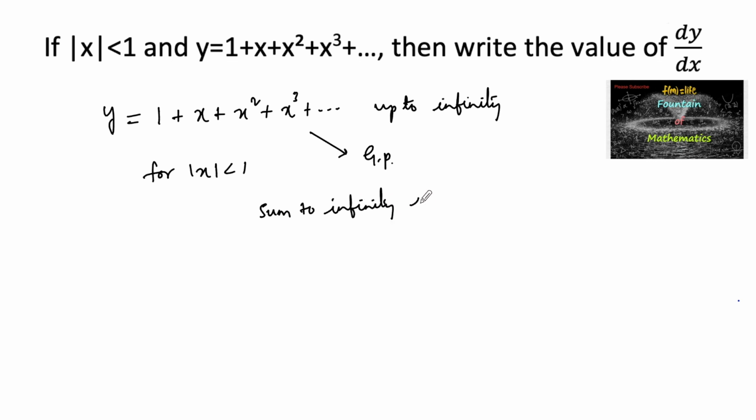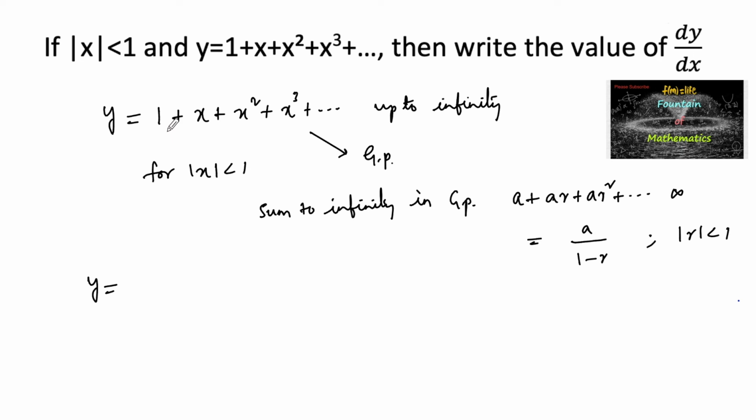sum to infinity in GP, a plus ar plus ar square and so on to infinity is nothing but a divided by 1 minus r for mod r is less than 1. So we can consider y is equal to, here a is equal to 1 and r is equal to x. So a upon 1 minus x we can write for mod x is less than 1.